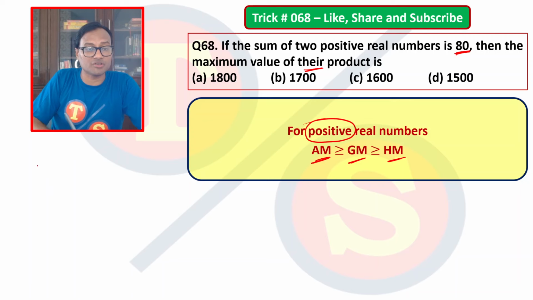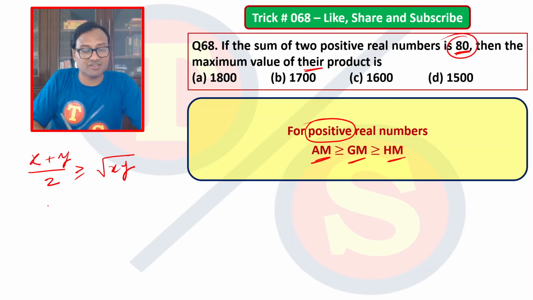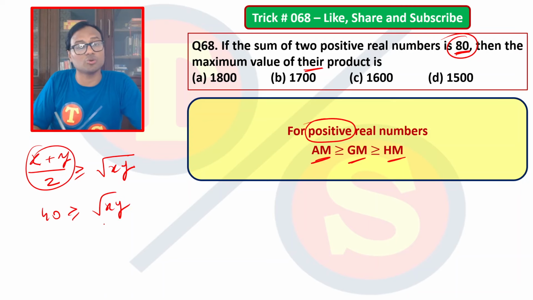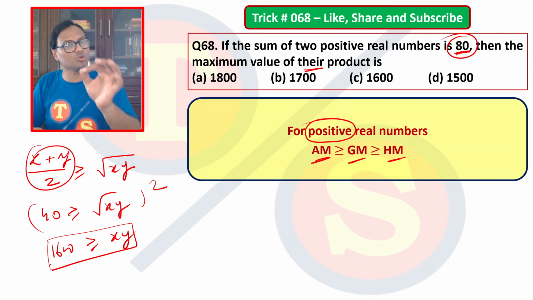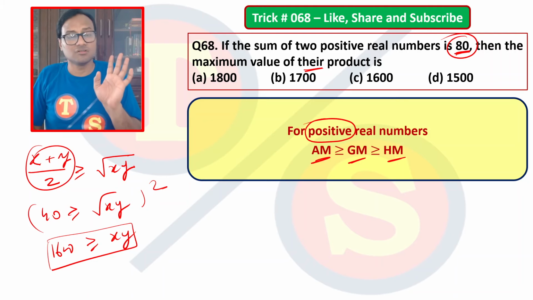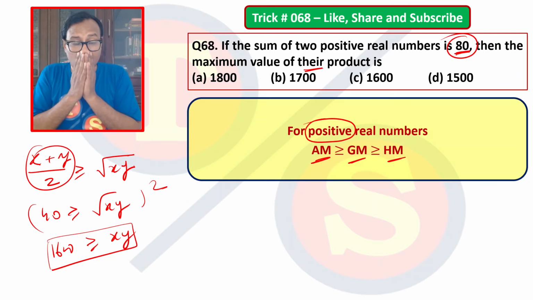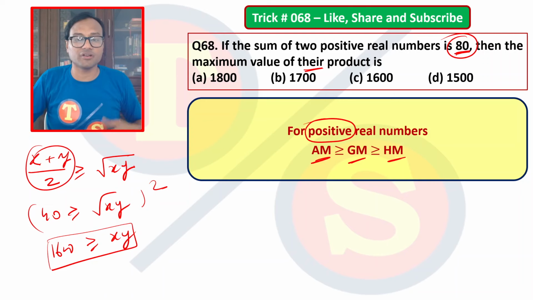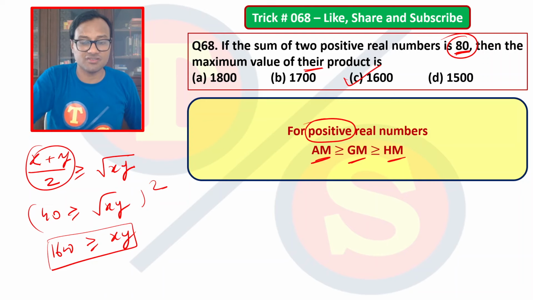So if I have two numbers, suppose one number is x and one number is y, their arithmetic mean is always greater than or equal to their geometric mean. Now I know that the sum of these two numbers is 80, so 80 upon 2 is 40. So 40 is greater than or equal to the square root of xy. Squaring both sides, 1600 is greater than or equal to x into y. So x into y is always less than or equal to 1600, meaning the maximum value of their product is 1600. Answer option C is the correct answer.